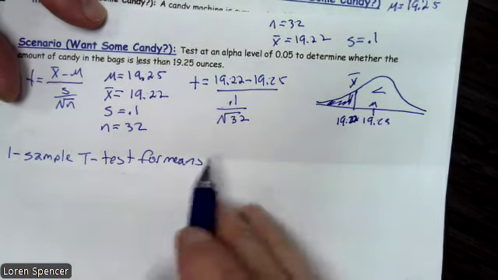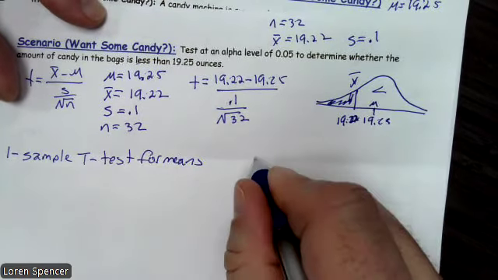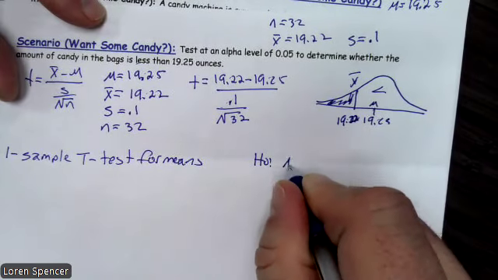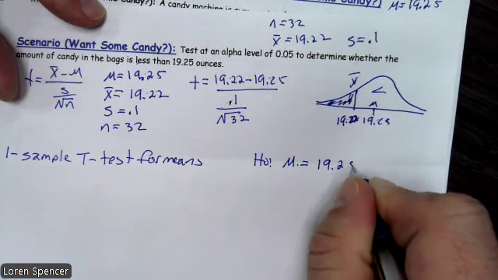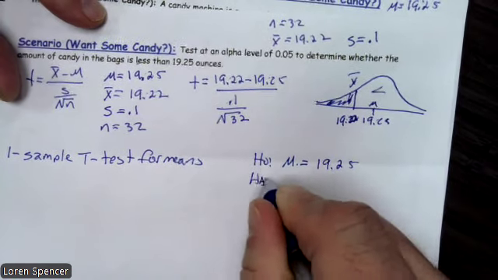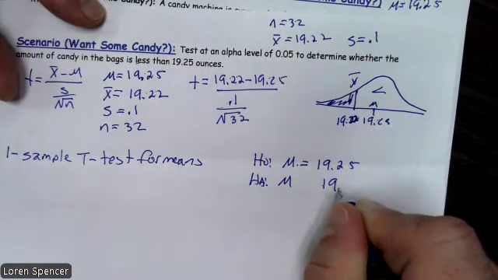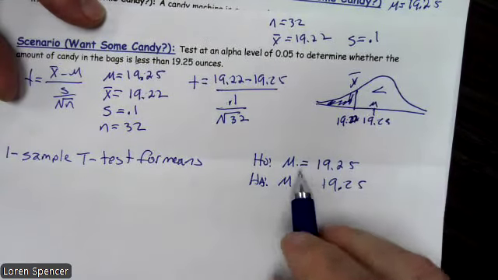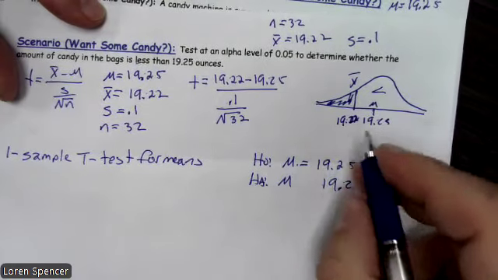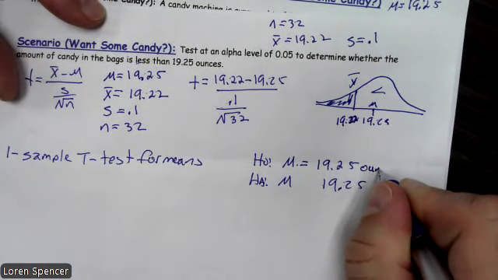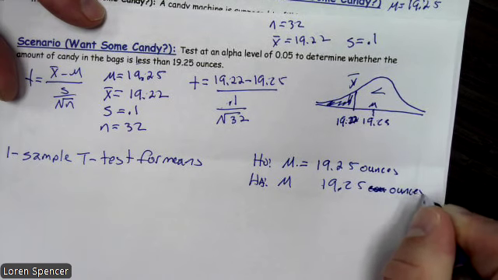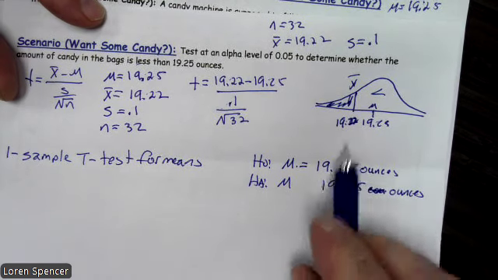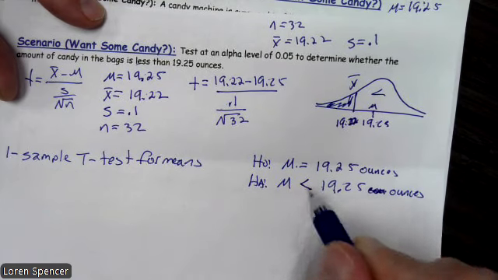I'm going to go ahead and write my hypothesis. That's my claim. H0: mu equals 19.25 because that's what they claim. The alternative, mu not equal to 19.25. Notice this is always equal. The first one will always be equal. I'm going to go ahead and put ounces. 19.25, but this is less than, right?